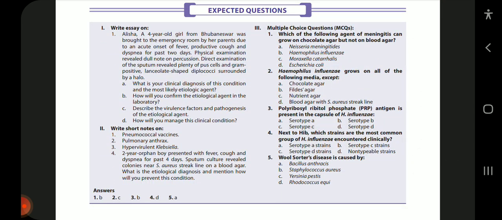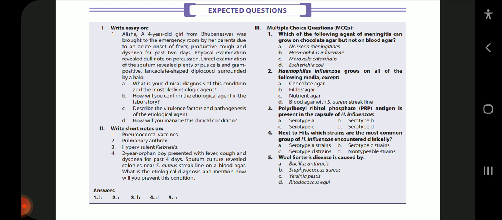Now come to expected questions. Alisha, a 4-year-old girl from Bhubaneswar, was brought to the emergency department by her parents due to acute onset of fever, productive cough and dyspnea for the past 2 days. Physical examination revealed a dull note on percussion. Direct examination of the sputum revealed plenty of pus cells and gram-positive lanceolate shaped diplococci surrounded by a halo. Of course, this is a case of Streptococcus pneumoniae. All about the diagnosis, etiological agent, risk factors, pathogenesis, and management can be written. Short notes on pneumococcal vaccine, pulmonary anthrax, and hypervirulent Klebsiella can be asked.